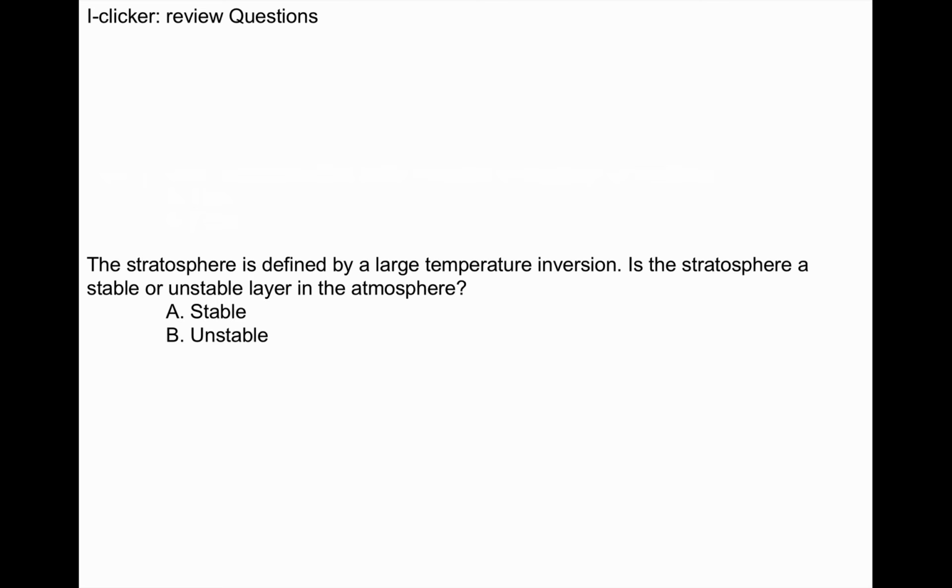Here's another one. The stratosphere is defined by a large temperature inversion. Is the stratosphere a stable or unstable layer in the atmosphere? Well, remember that unstable layers are ones where the parcel can be warmer than its environment. In this case, if the environment is warm, it's hard for the parcel to get warmer than it. So the stratosphere is a stable layer, and that's why it acts as a lid on all of Earth's weather systems. Imagine what would happen if the stratosphere didn't exist. Our thunderstorms could potentially be 30, 50, 100 miles tall, but thankfully because we have a stratosphere, that doesn't occur.